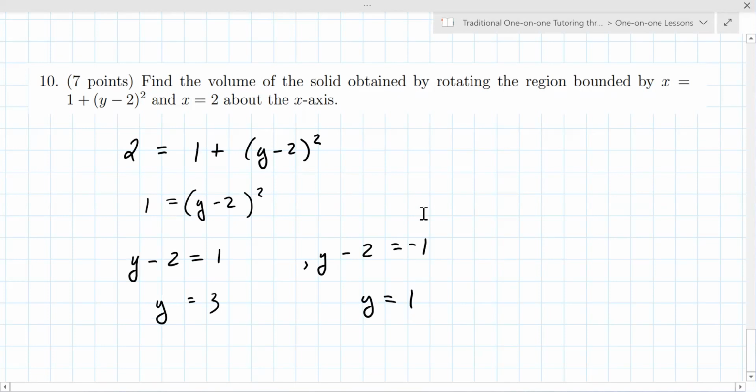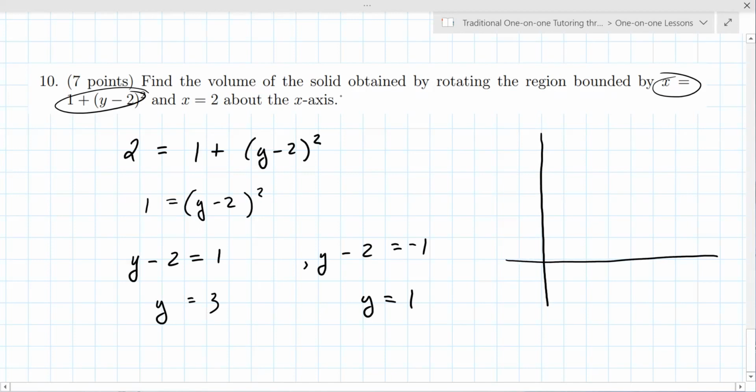One of the oddities here is when you have x equals, it's hard to graph. Like everything is reversed. I don't remember if you're allowed to use a calculator on this. I want to say no, you're not. And further complicating this problem is that you're going about the x-axis. So y goes from 1 to 3, and there's some sort of intersection here.